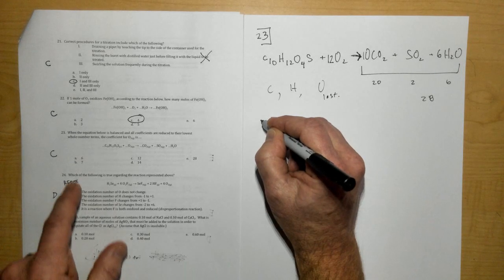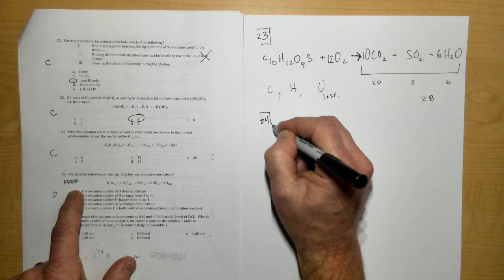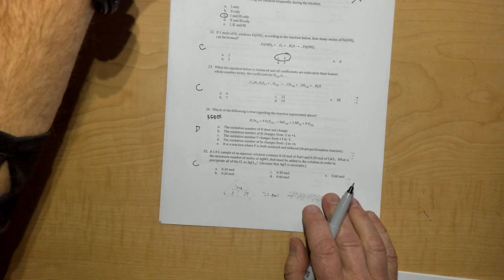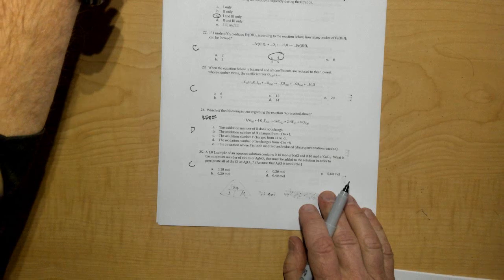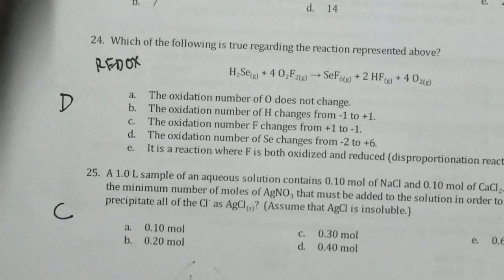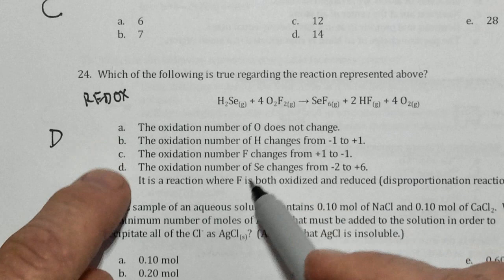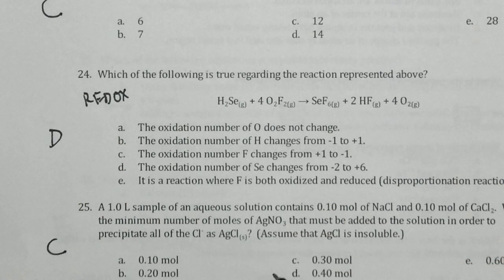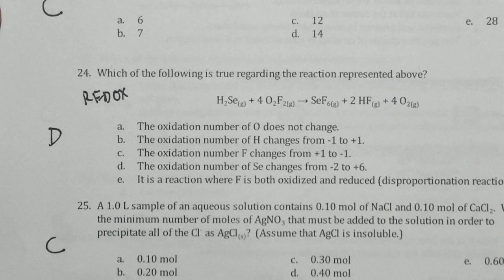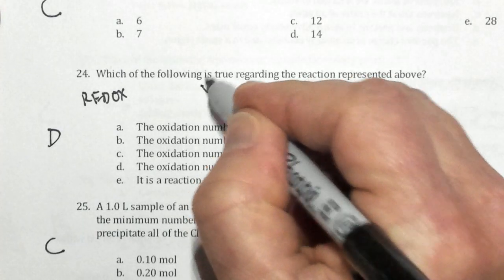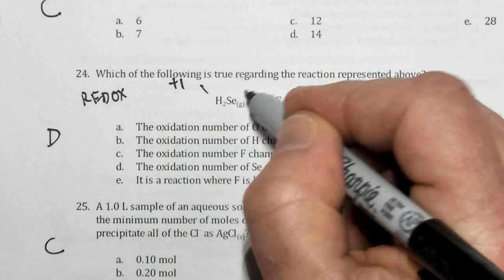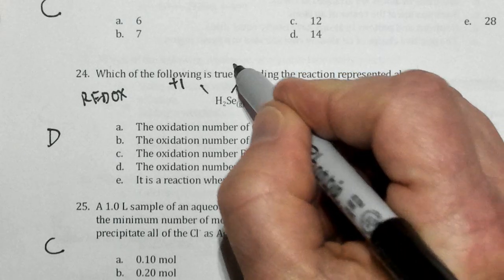Okay, next then is 24, and this is a redox problem. It says, which of the following is true regarding the reaction? And it says represented above, but it's actually below. And so here, it's asking lots of questions about oxidation numbers, so I'm going to go and assign oxidation numbers to this first. So hydrogen is positive 1, which means the selenium right here has to be negative 2.